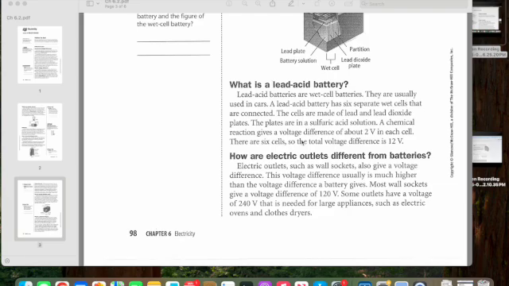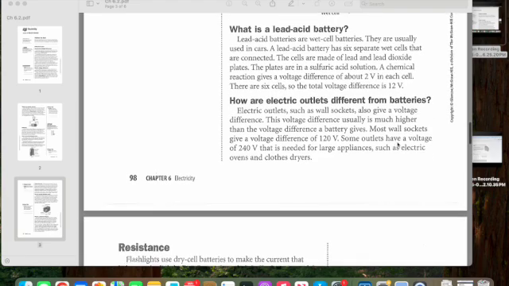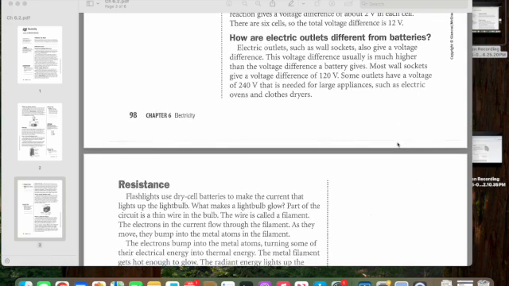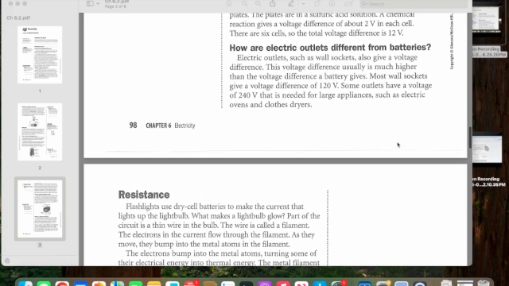And there are 6 cells, so the total voltage is 12 volts. How are electric outlets different from batteries? Electric outlets, such as wall sockets, also give a voltage difference, but this voltage difference is usually much higher than the voltage difference a battery gives us.